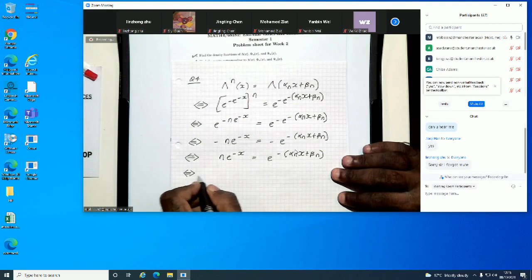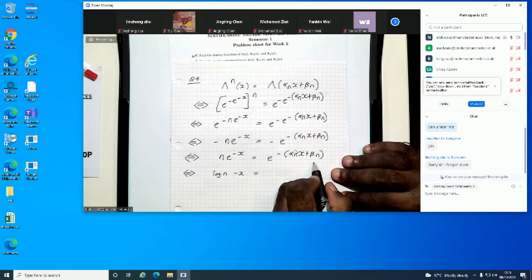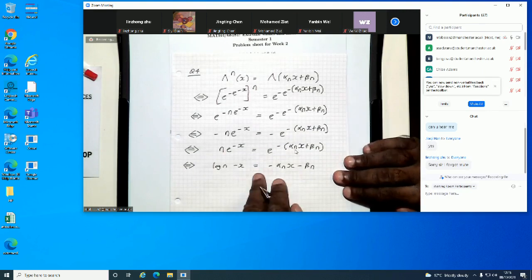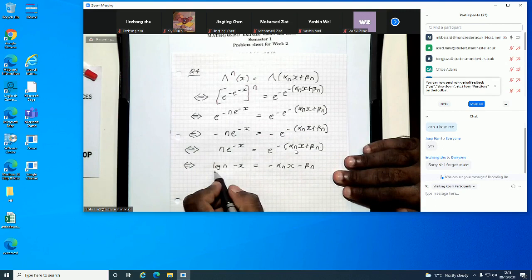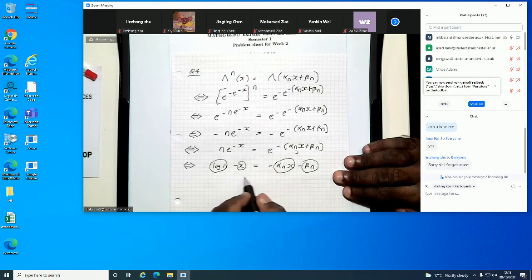Okay? So if I take the log on the left, you get log of n plus the log of this, which is minus x, and the log of the right is minus alpha n x minus beta n. Right? Now what you need to notice is that this is a constant term, this is a term that involves x, this is a term that involves x, and this is a constant term. So for these two to be equal, the constants must be equal.